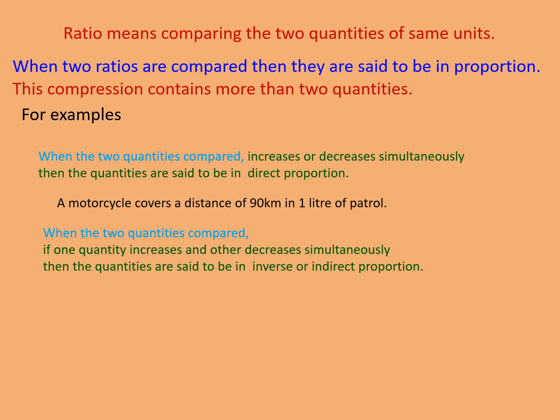And now, when two quantities are compared, and if one quantity increases and the other decreases simultaneously, then the quantities are said to be in inverse variation. A car covers a distance of 150 km with an average speed of 50 km per hour in 3 hours. If the speed increases or decreases, the timing will change. So if the speed is 20, it will take more time. That's why it is an inverse proportion.